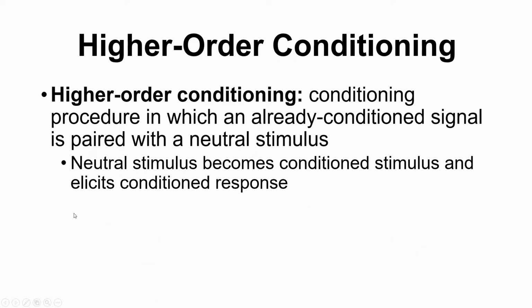The next concept that we're going to cover is higher order conditioning. Higher order conditioning is just a conditioning procedure where an already conditioned stimulus ends up being paired with a neutral stimulus. So this new neutral stimulus would become a conditioned stimulus and would then elicit a conditioned response. So we're actually going to use this as an opportunity to refresh the concept of basic conditioning before we tack onto it, or add onto it, in order to have higher order conditioning.